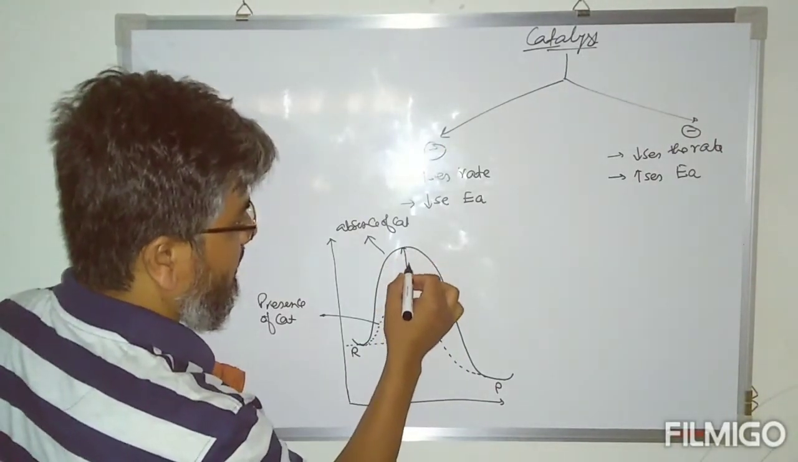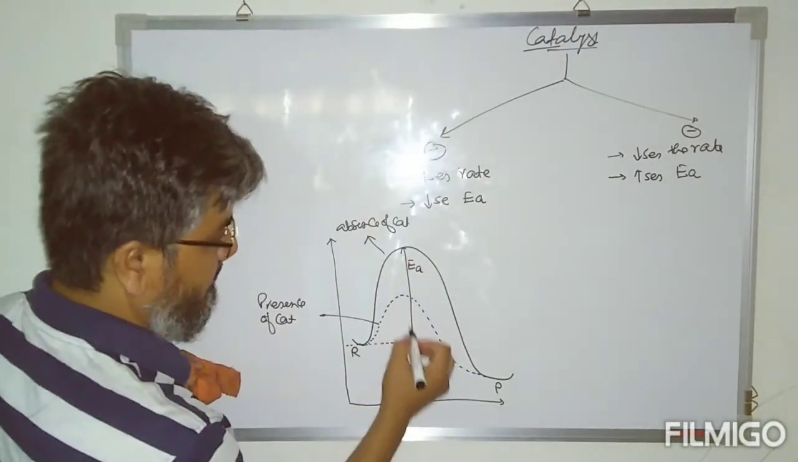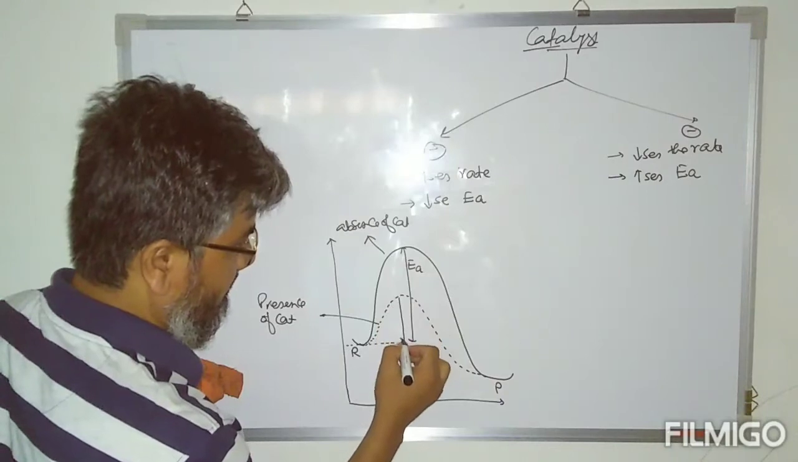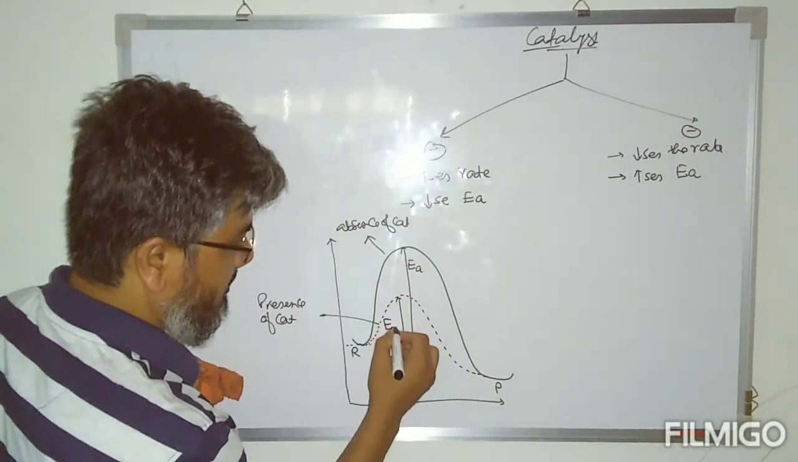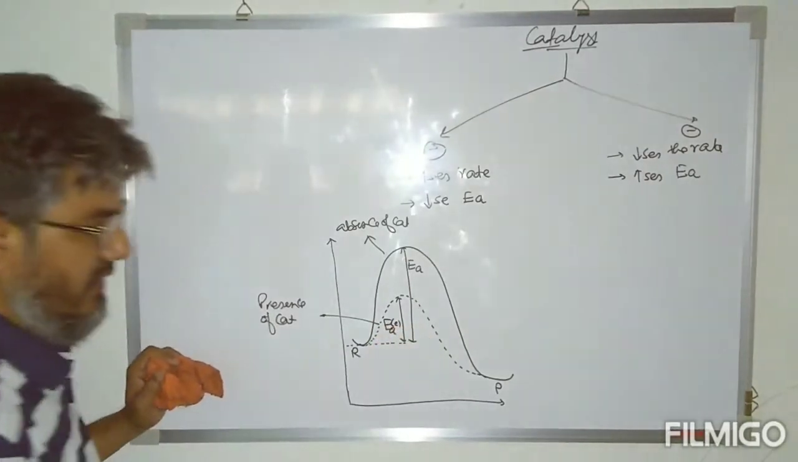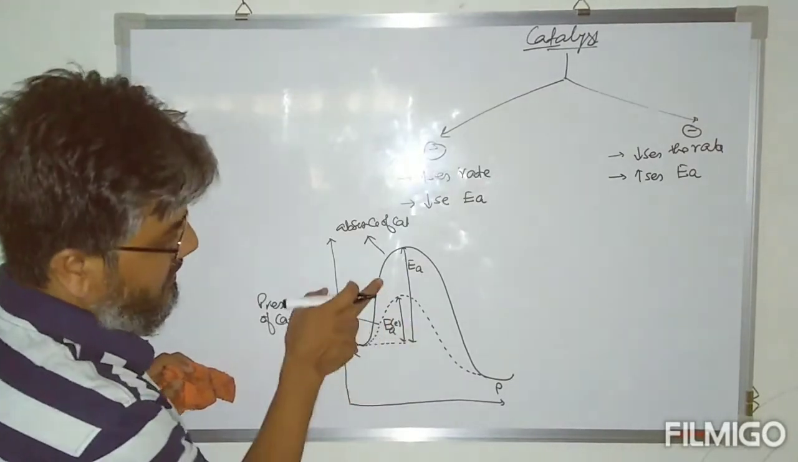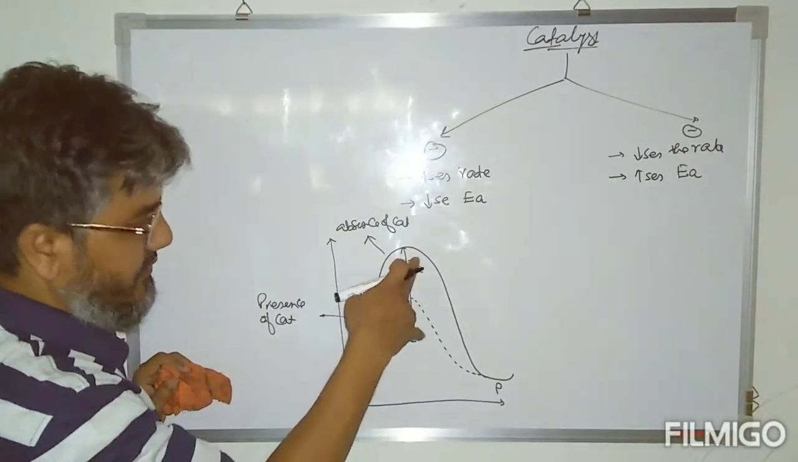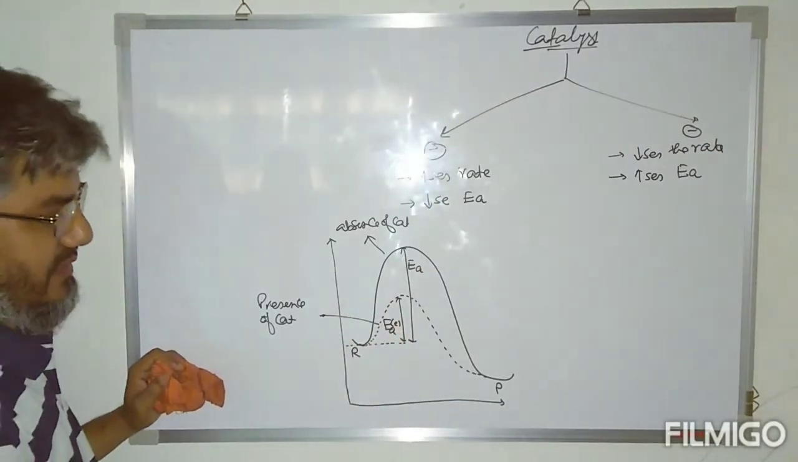This is the activation energy in absence of catalyst. This is the activation energy of the forward reaction in presence of catalyst. This difference. So therefore look at this. In absence of catalyst, we have a larger activation energy. In presence of catalyst, the activation energy is decreased.